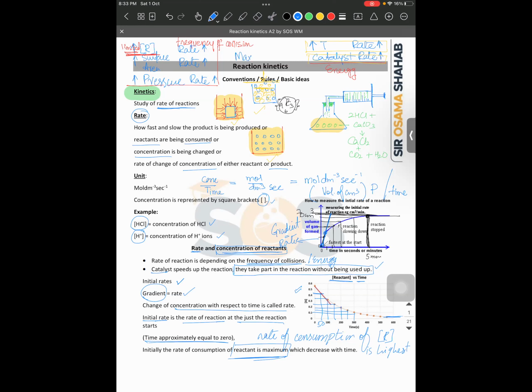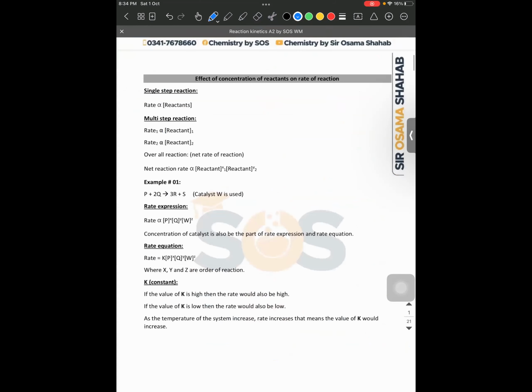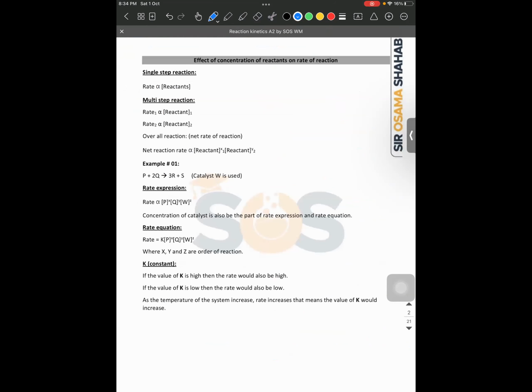You also need to review the Maxwell-Boltzmann curve, right? You need to remember this one as well for paper 4. It can be asked in the exam for 1 mark or more than 1 mark. So you need to revise this as well, like we did in energetics. Let's talk about something different. Right now, we are talking about effects, right?